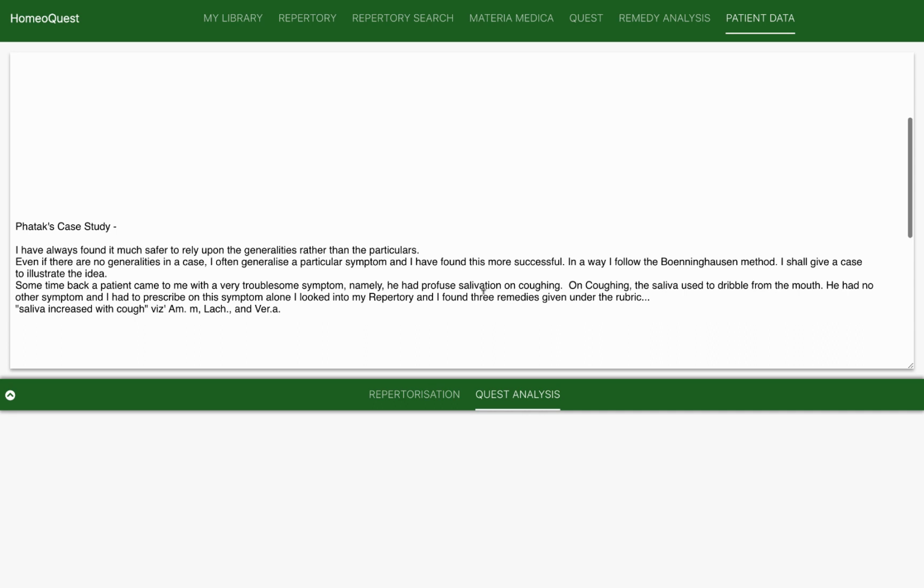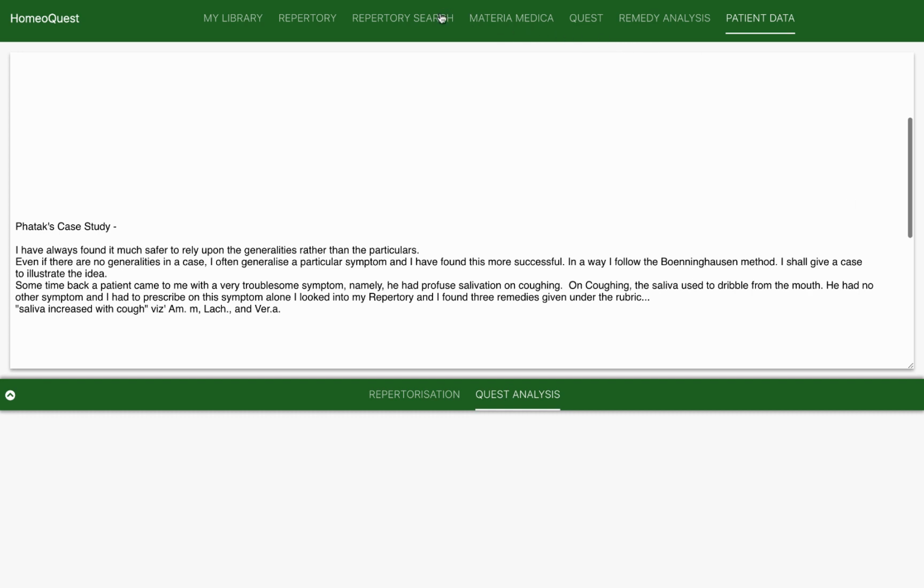He said he has profuse salivation on coughing, and on coughing, the saliva used to dribble from the mouth. He had no other symptom, and Phatak had to prescribe on this one symptom only. And he looked into his repertory and found 3 remedies under that rubric.